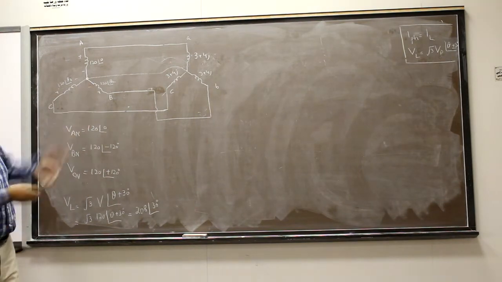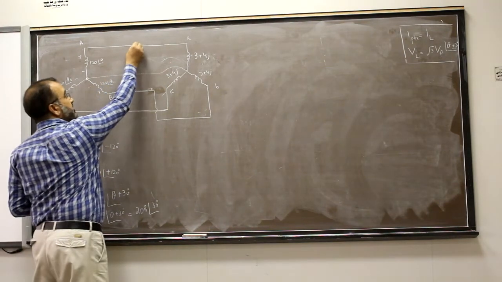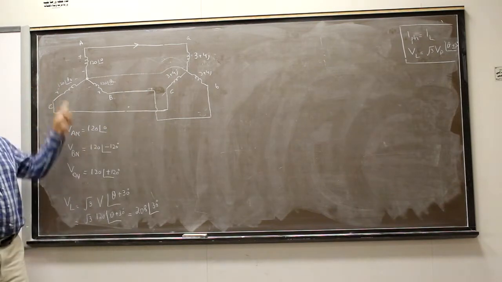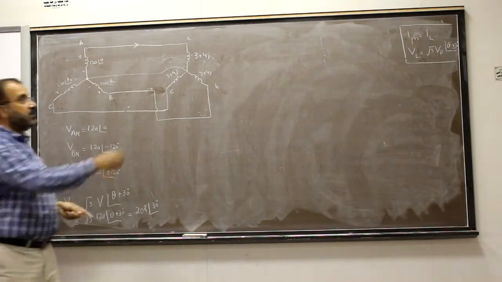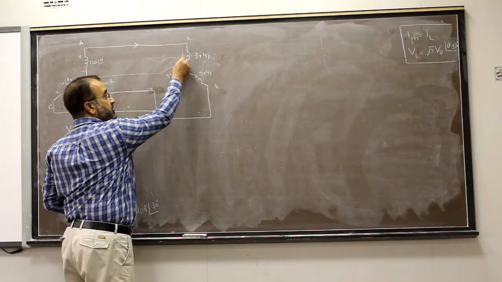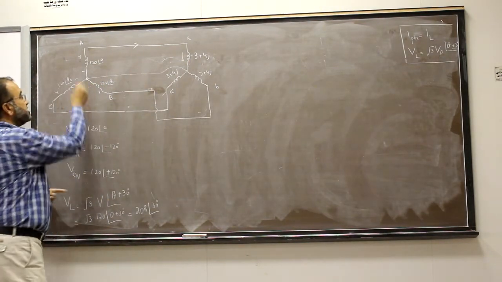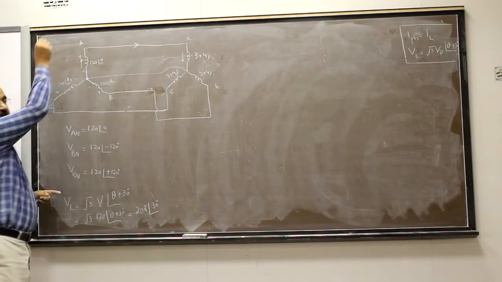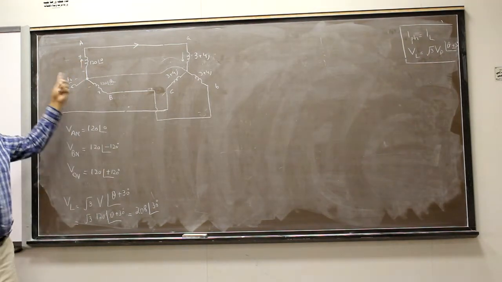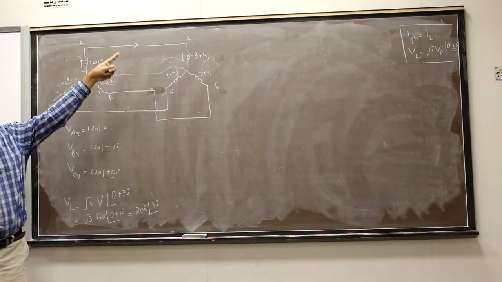for the time being, this is the line current. This is the line current. This is the phase current in this load. And this is the phase current in the generator. Are both the same? Yes, all are the same.